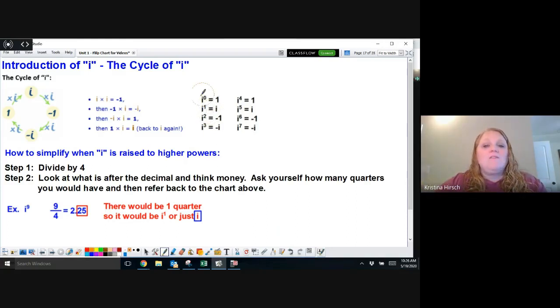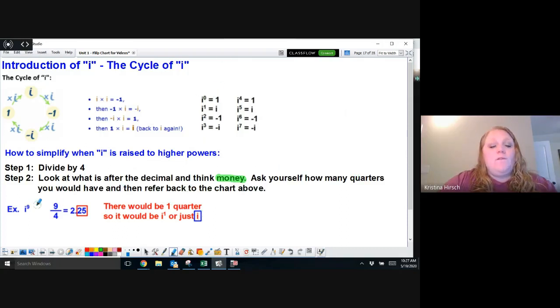So if you remember this first cycle, and then remember this little trick with dividing by 4 that I'm fixing to show you, you'll be able to figure out what these higher exponents are equivalent to. The step is to divide by 4, because we have 4 things per cycle. Then look at whatever is after the decimal and think money. Ask yourself how many quarters you would have, and then refer back to this chart above.